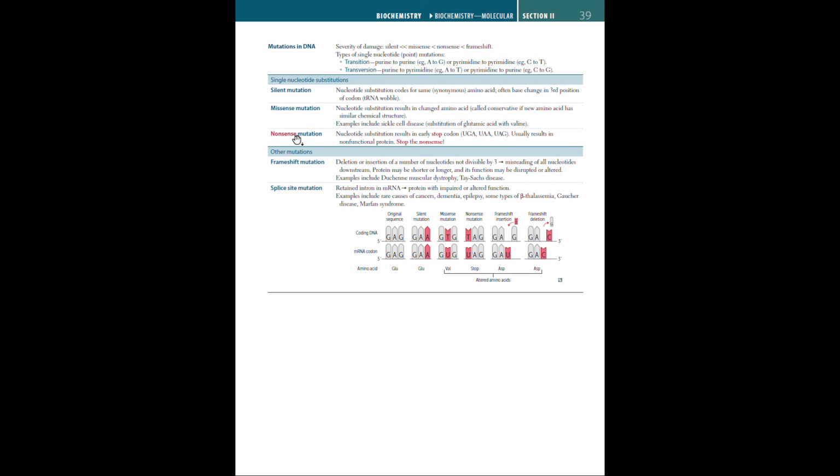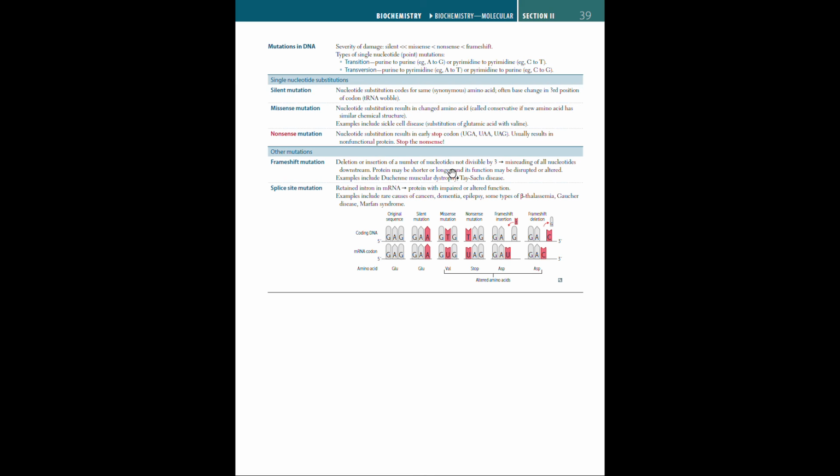Nonsense mutation is really nonsense because nucleotide substitution results in an early stop codon. It's like you're making it, oh, how did I stop? Of course, it's a nonsense mutation. So these are the amino acid codons, which are the stop codons, usually resulting in non-functional proteins. Stop the nonsense.